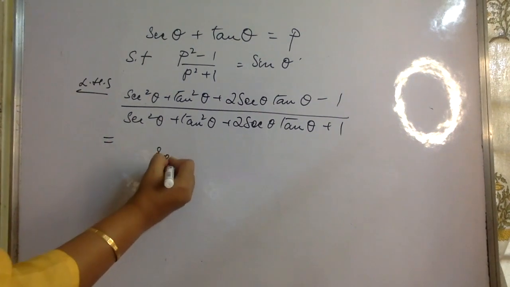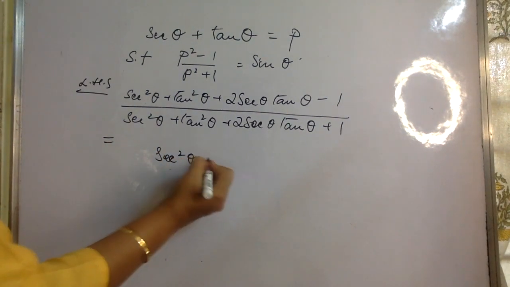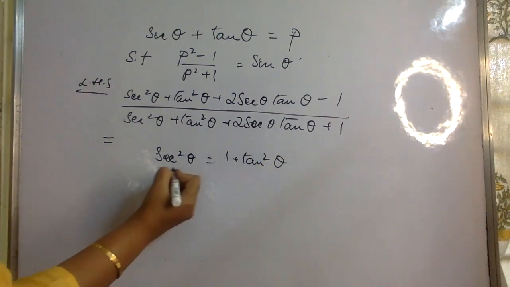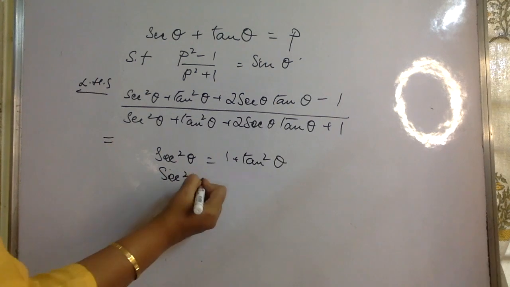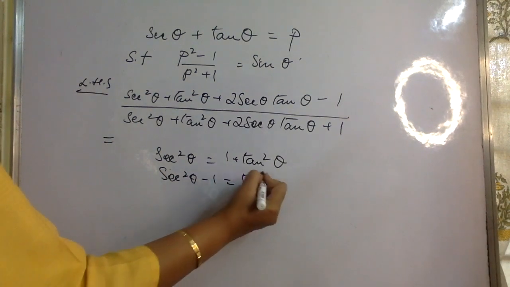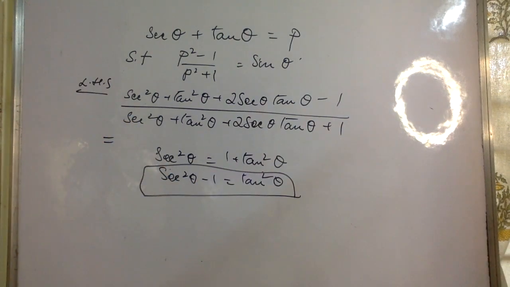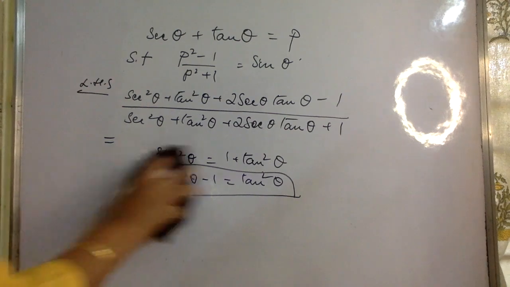Because sec square theta is 1 plus tan square theta according to the identity, sec square theta minus 1 is only tan square theta. So we are going to use this now in our sum. Why are we using it? Because I can see there is only one sine theta. So we have to slowly convert the entire thing to just one variable here.